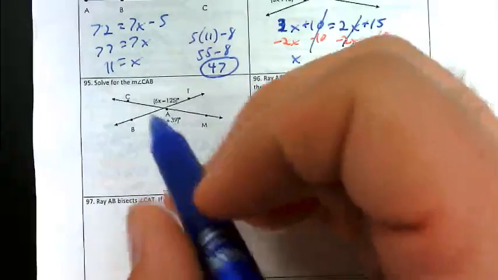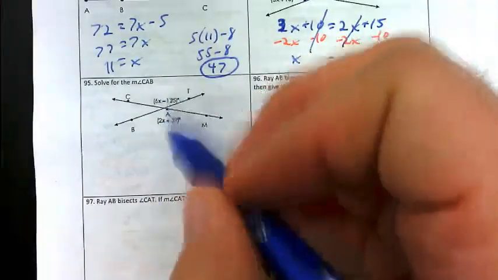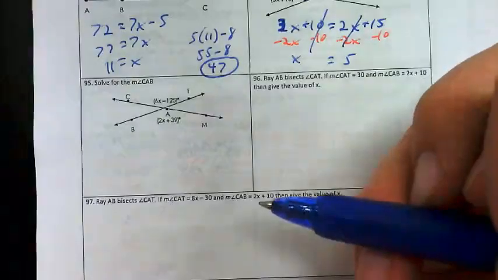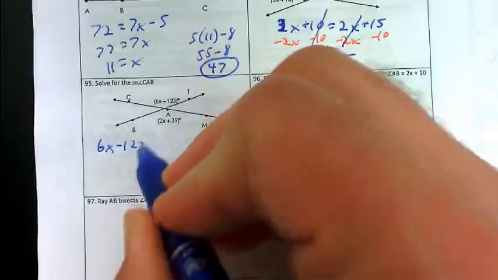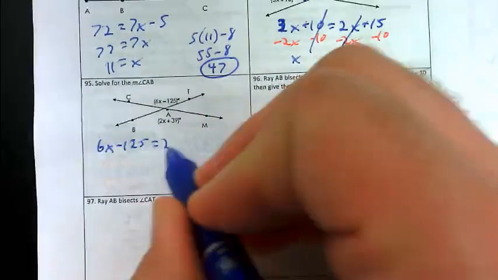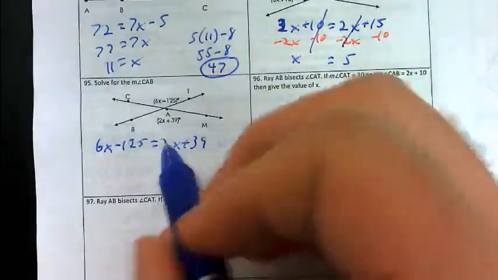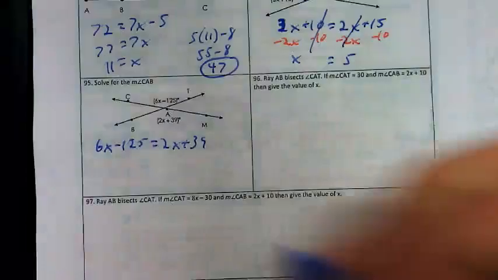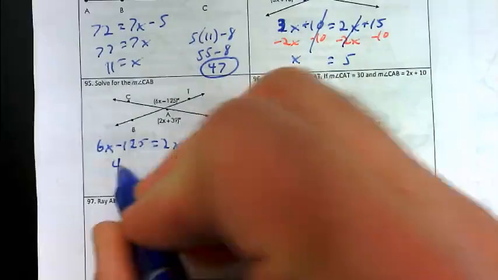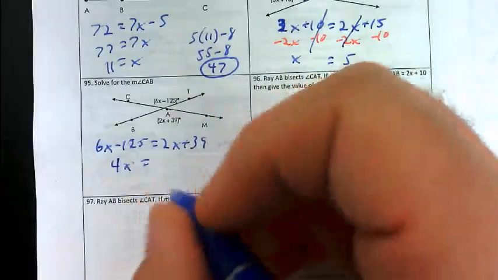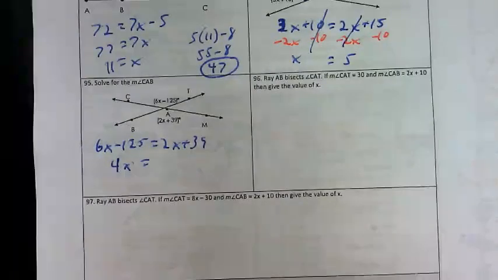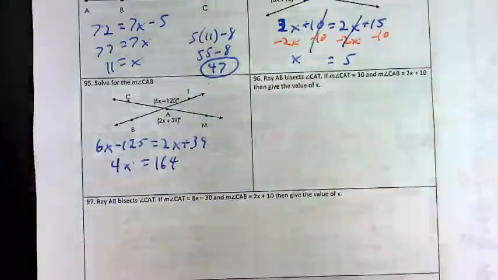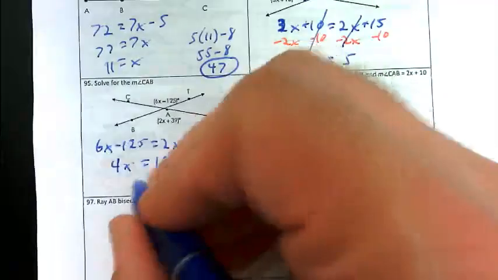On this one, same thing. Here, we are going to set those two equal. X minus 125 equals 2x plus 39. Again, they're vertical angles. Subtract 2x, you get 4x. Add the 125 to the other side. 125 plus 39 is going to give us 164. 164 divided by 4 is going to give us 41.